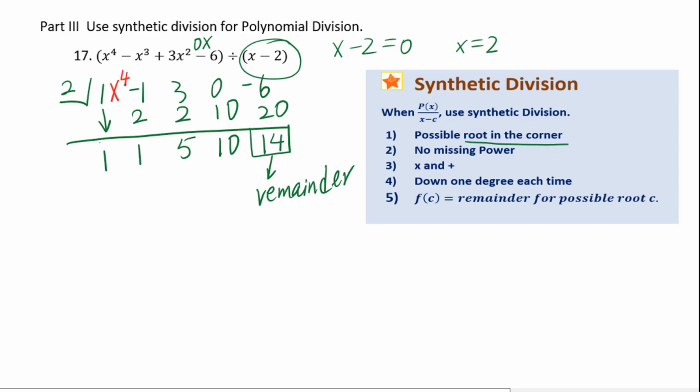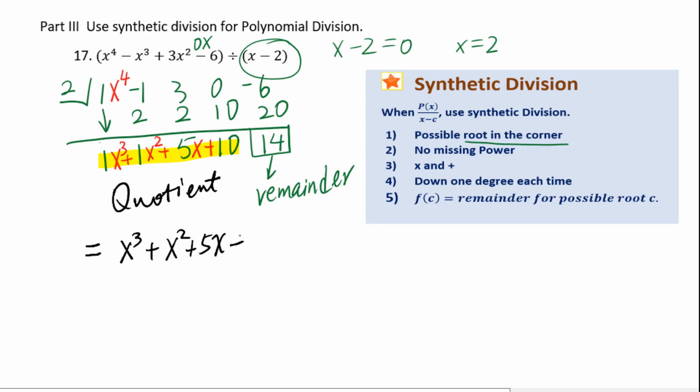X to the fourth power. After one synthetic division, x to the fourth power will drop to x to the third power. Here is x squared, x. We call this the quotient. So we can write down the answer like this. X third power plus x squared plus 5x plus 10. Remainder is 14 over x minus 2.